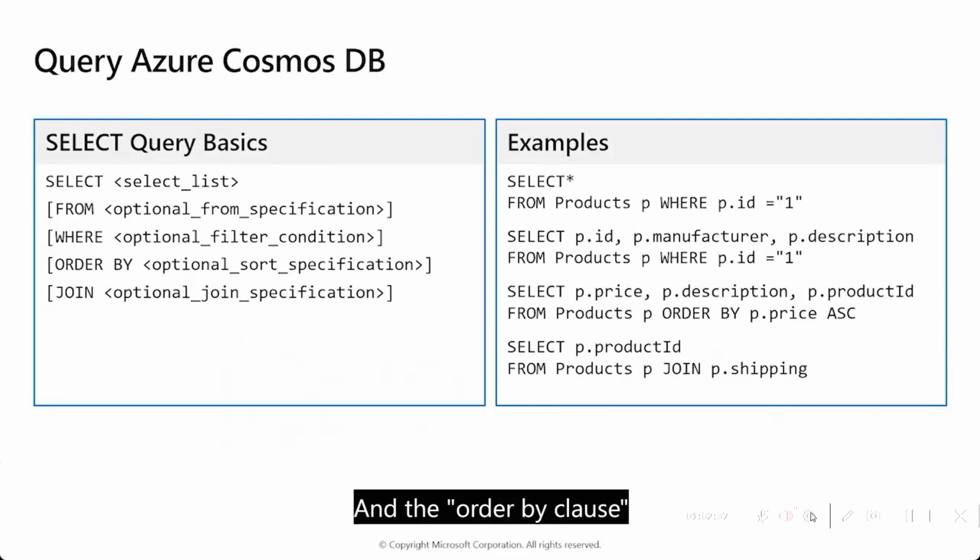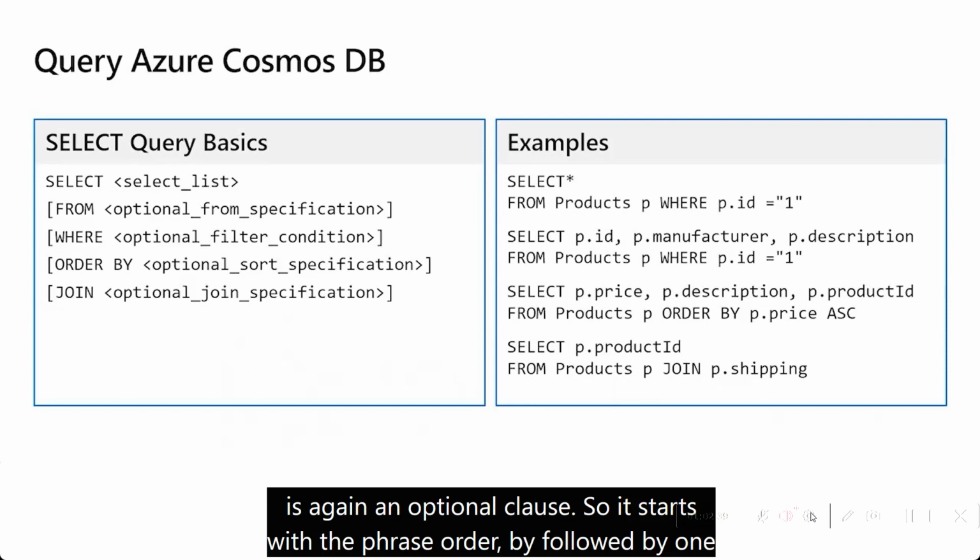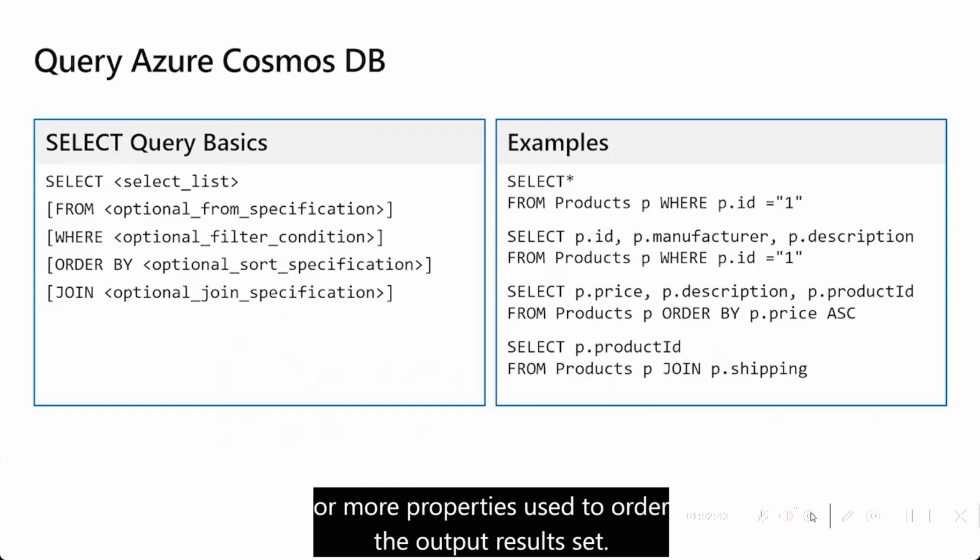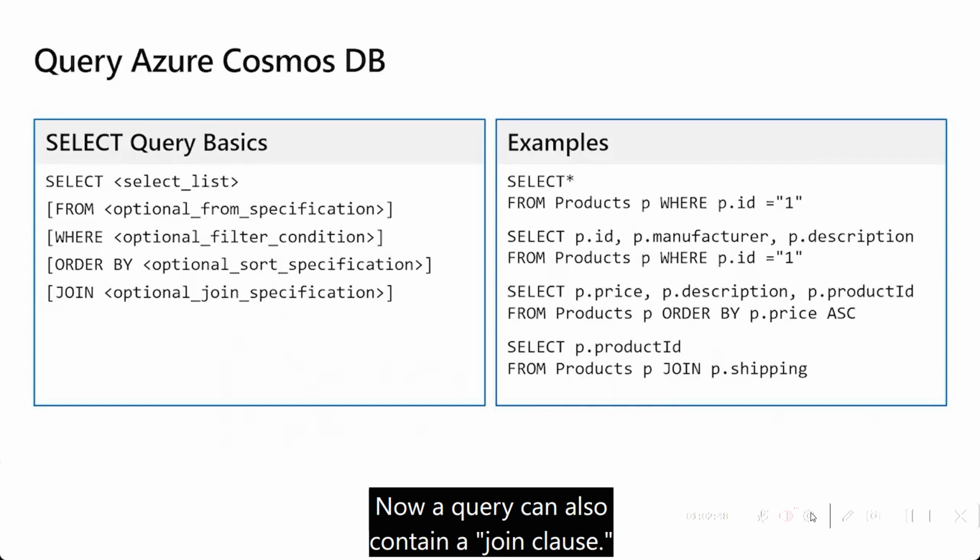And the order by clause is again an optional clause. It starts with the phrase order by, followed by one or more properties used to order the output result set. Now, a query can also contain a join clause.